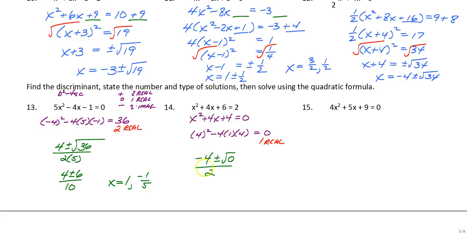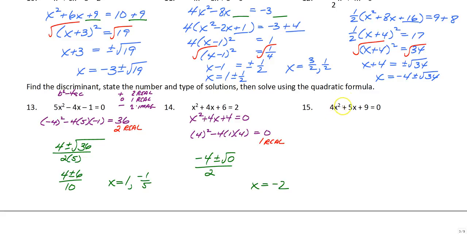So negative 4 divided by 2 is just x is equal to a negative 2. Because the square root of 0 is 0, and there's no such thing as plus or minus 0. So we're done.